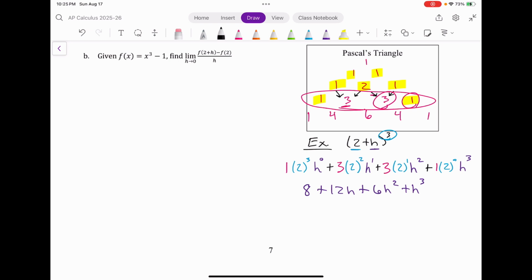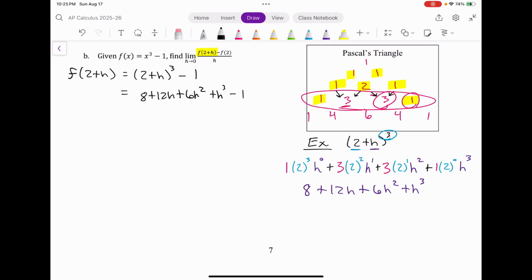Now we're looking at, given f of x equals x cubed minus 1, I want to find the limit as h approaches 0 for f of 2 plus h minus f of 2, all over h. Okay, so we're going to take this slowly. Let's find f of 2 plus h first. So this would be 2 plus h cubed minus 1. The example that we did has 2 plus h cubed already expanded using Pascal's triangle. So we got 8 plus 12h plus 6h squared plus h cubed minus 1.